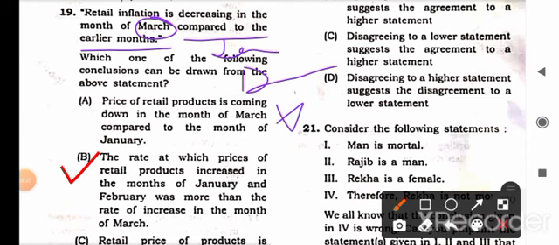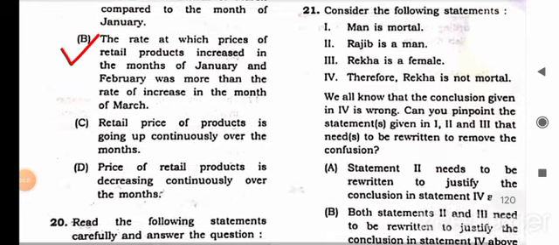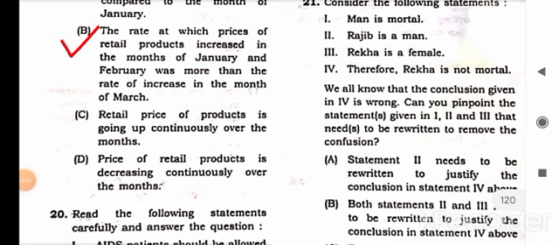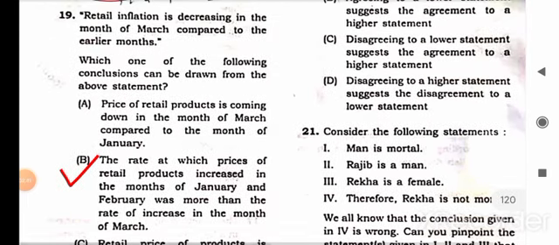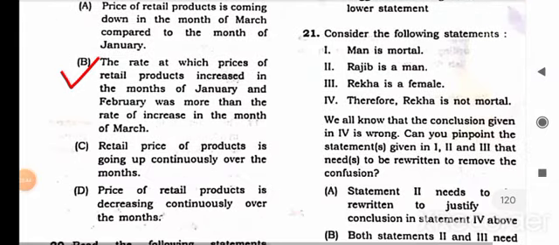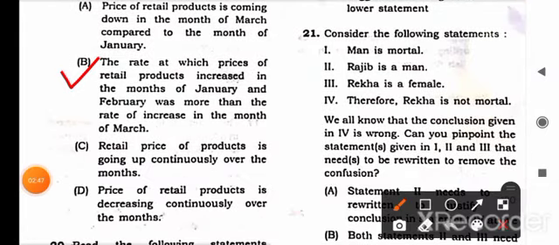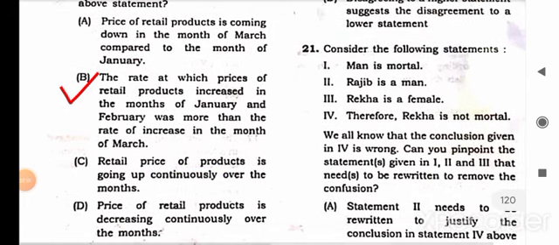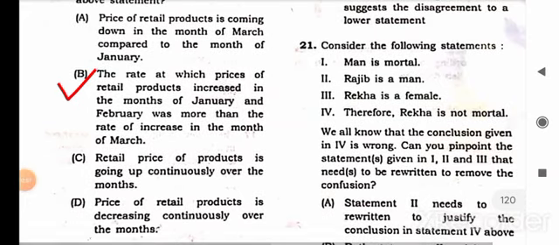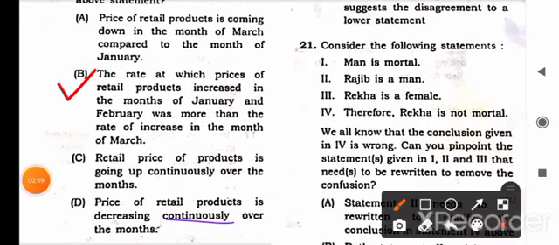So the first statement is wrong. Then leave behind the second statement. Read the third statement: retail price of the products is going up continuously over the months. See, again here the extreme term, continuously. This is not given in the question, so it will be eliminated. Next, D: the word continuously is given again, so that will be eliminated too.